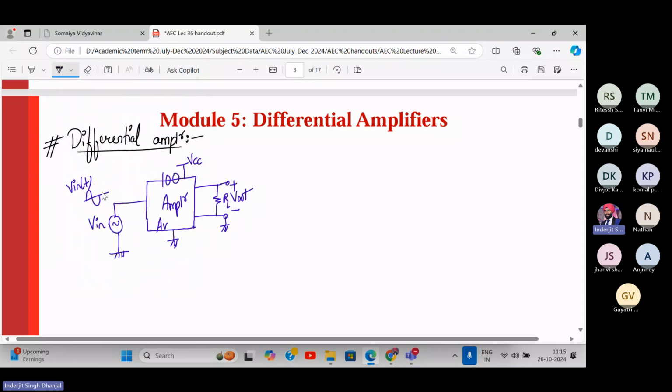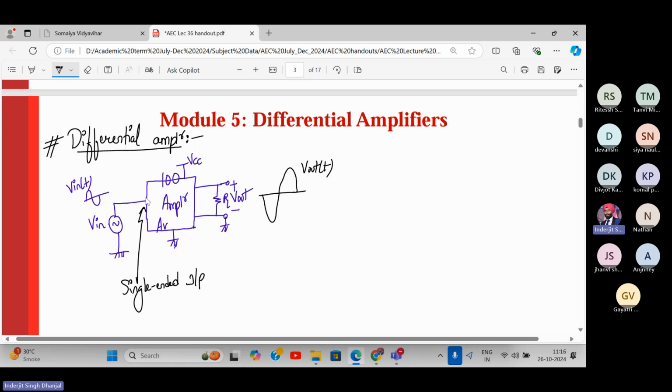All right. Now let's say what the job of this amplifier is. The job of the amplifier is to amplify the signal. So you will get this type of V out signal. Yes or no? Agree on this? Correct. Now this input is called single-ended input. That means there is only one input.